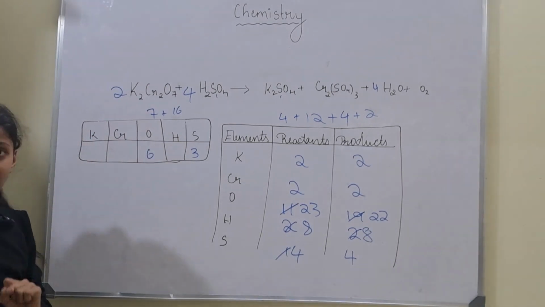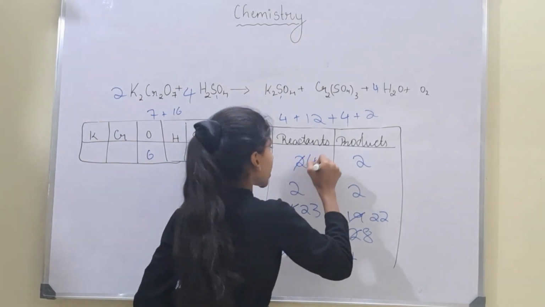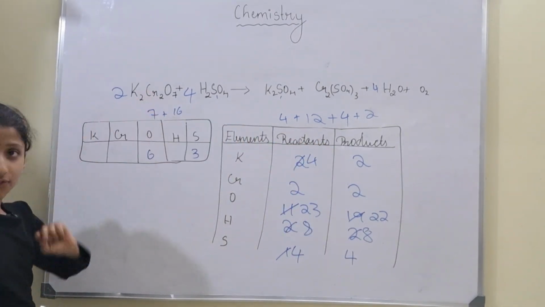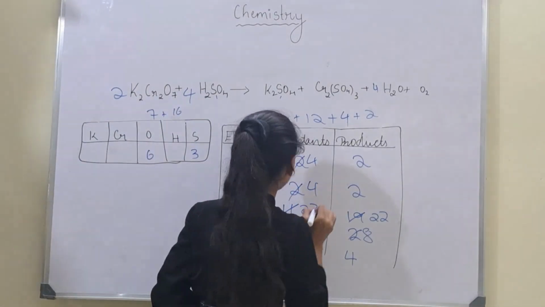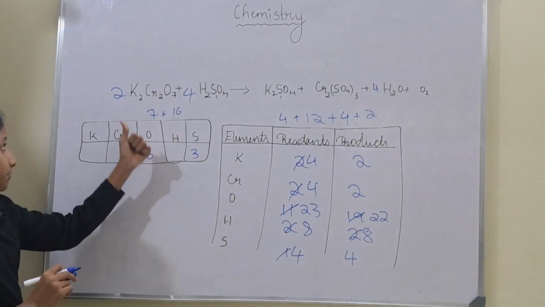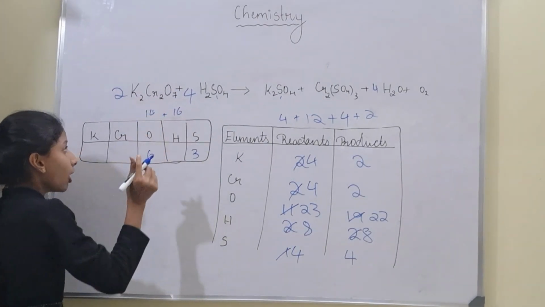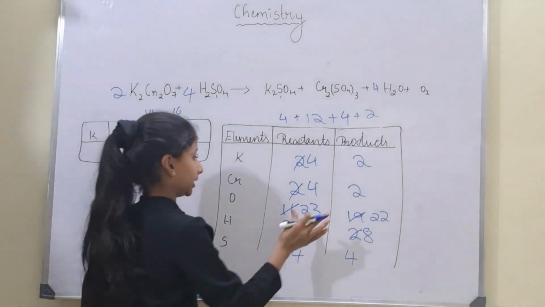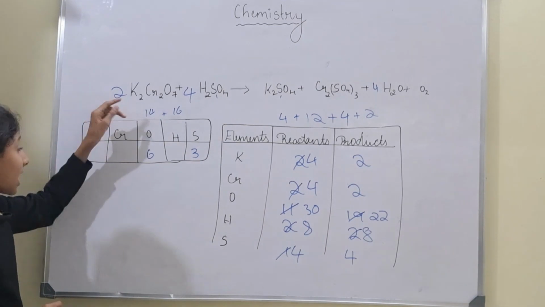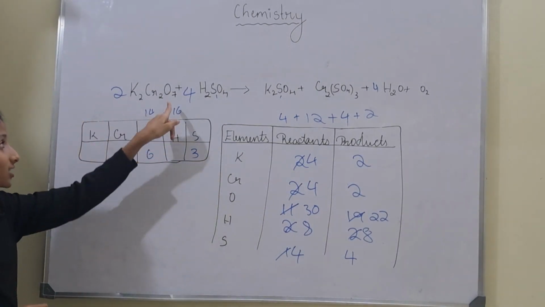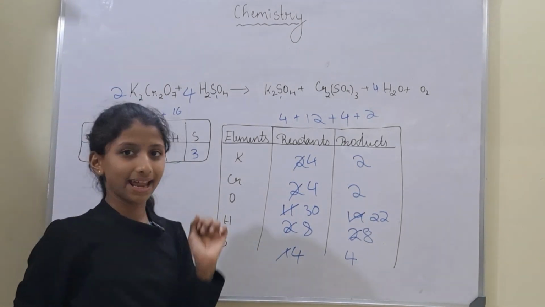2 times 2 gives us 4. So, potassium will become 4 here. It's changed to 4. And as for chromium, 2 times 2 gives us 4. So, again chromium will be changed to 4. Then oxygen. 2 times 7 gives us 14. 14 plus 16, 30. So, 23 will be changed to 30. I wrote 2 here because 7 is an odd number. If I make it an even number, it will be easy for me to balance.